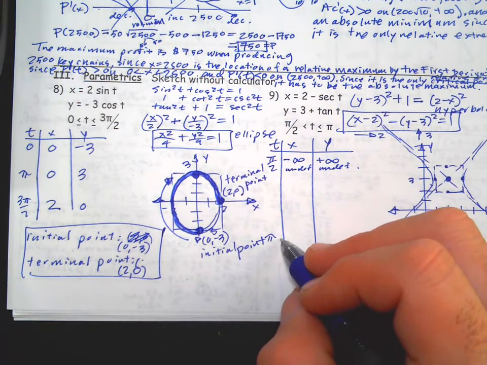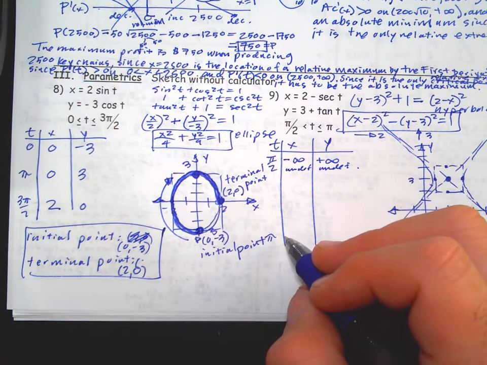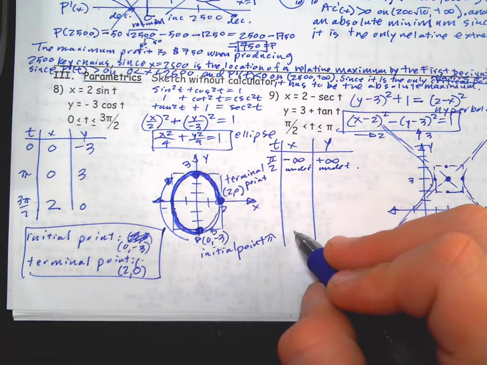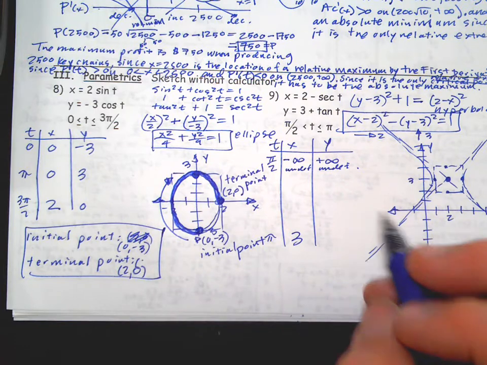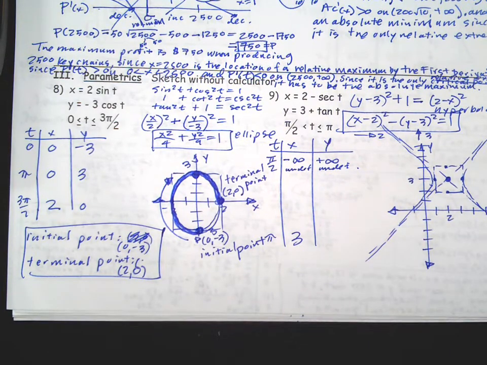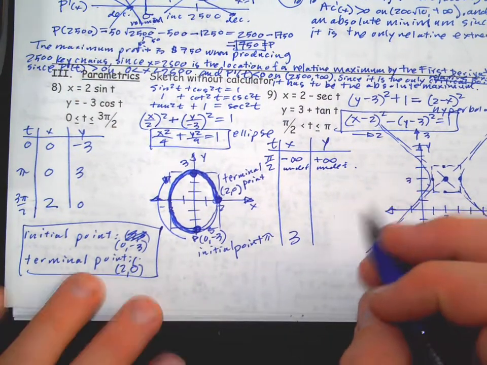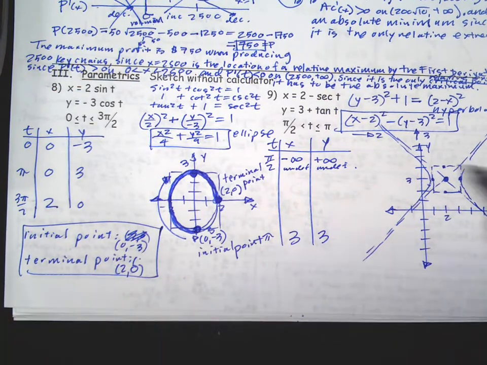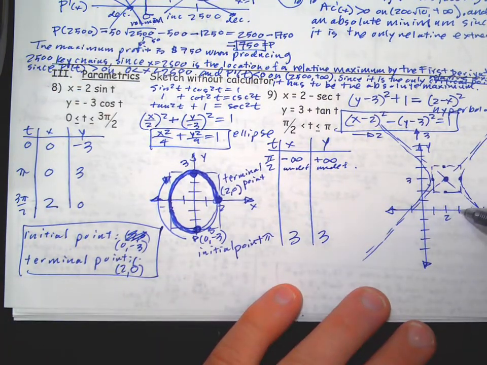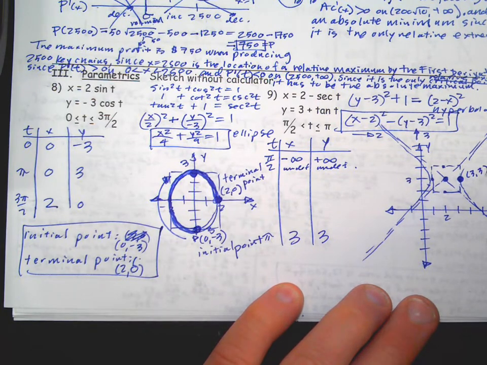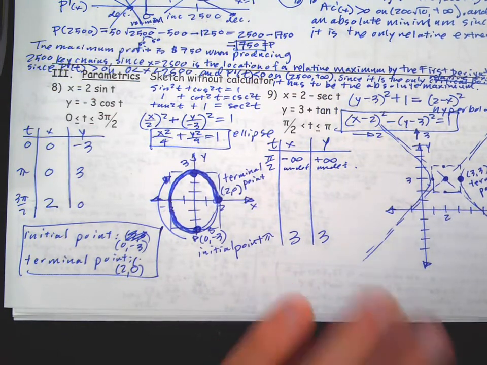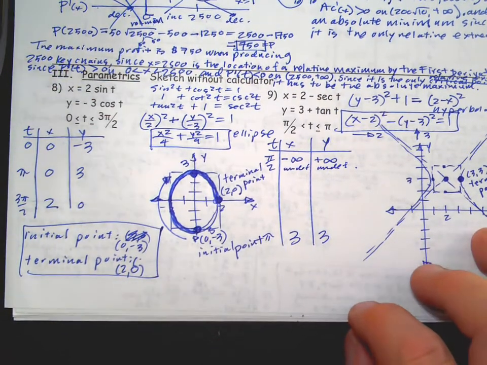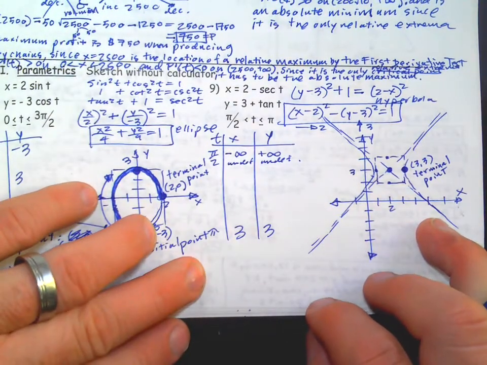Pi is going to be 1 over cosine of pi, which is negative 1, so that's going to be 3. Sine of pi is 0 over cosine of pi is negative 1, so 0. It's going to be 3, so 3, 3, which hopefully is on this graph. So here's 3, 3 right here. 3, 3 is your terminal point. There is no initial point. But we still got to figure out what portion of the graph we have and the direction.